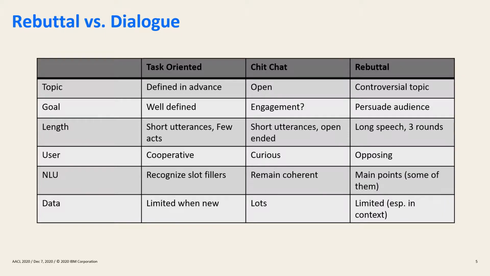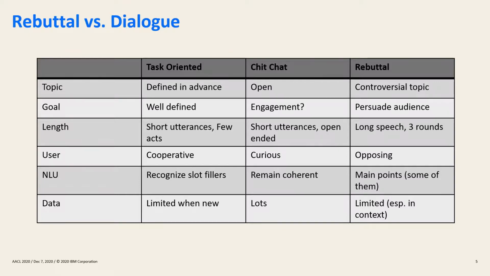The goal in a task-oriented system is very well defined: order a table. For chit-chat, it's quite open as well. You could say that the goal is to keep the user engaged. And in rebuttal, it's kind of tricky. The goal is to persuade an audience, so to persuade a third party that our stance is correct rather than the other side. And the length of the utterances in both types of dialogue systems is typically short.